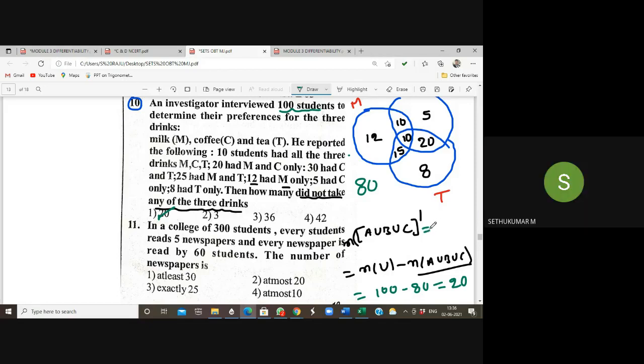Sir, I have one doubt. Sir, they have given that 20 had M and C only, no, sir? Then that will be 20, no, sir?